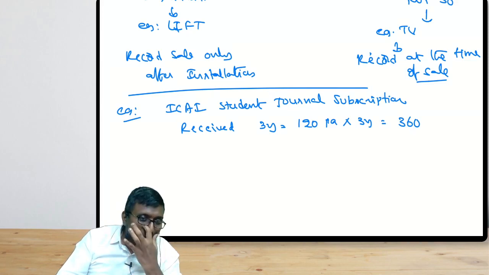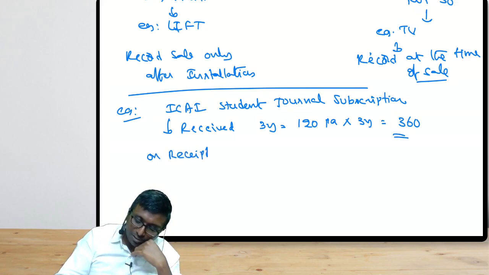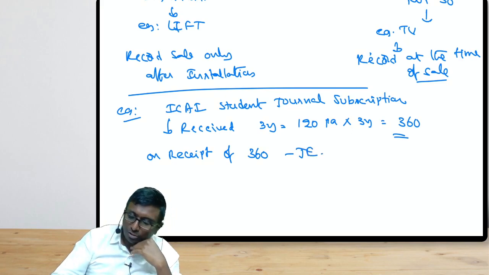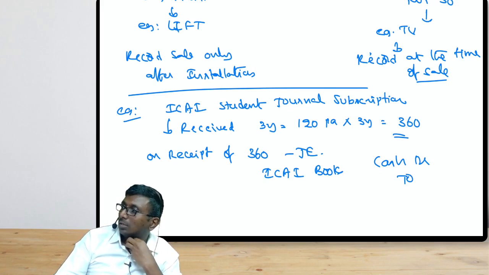Have you understood what I said? This is the job. Now, on receipt of 360, what is the journal entry in the books of ICAI? Yeah, cash account debit, I know. Next to receipt, the student SR number will be written. Super.